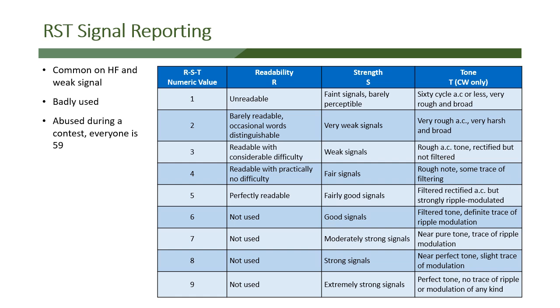But ideally, you want to give people the readability and strength report. You only use tone for CW or for digital in some cases. And so oftentimes, you can see that the R goes from 1 to 5: unreadable, barely readable, occasional words distinguishable, readable with considerable difficulty, readable with practically no difficulty, perfectly readable, and then signal strength. So when people keep saying 5 9, 5 9, 5 9, they're saying you're perfectly readable and, excuse me, extremely strong signals.